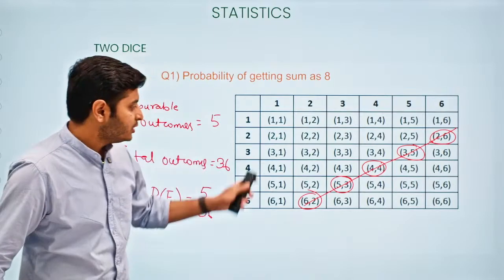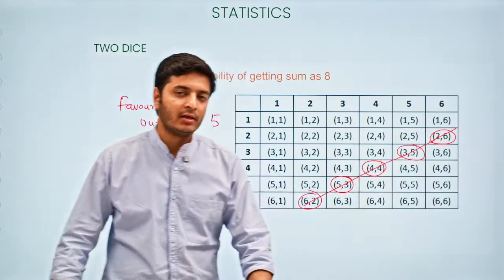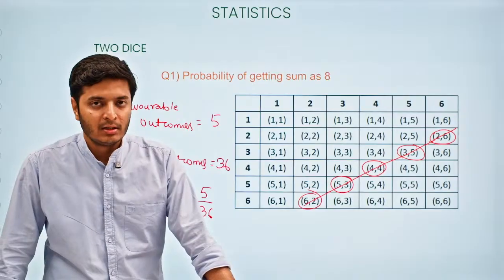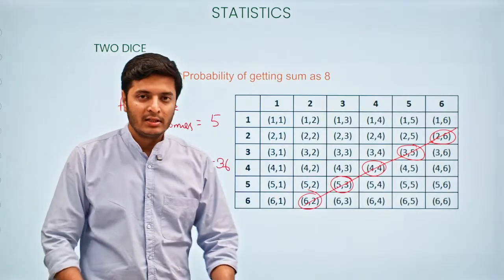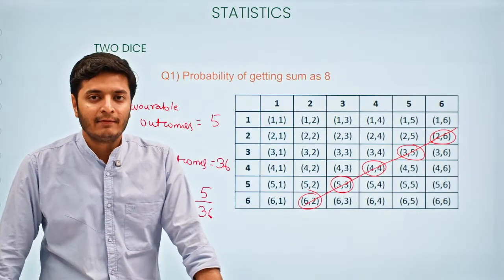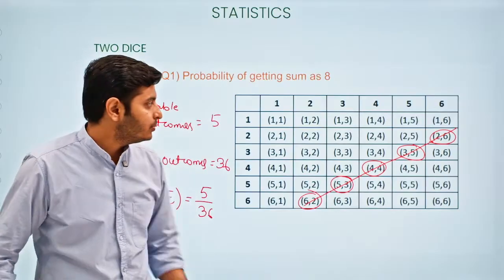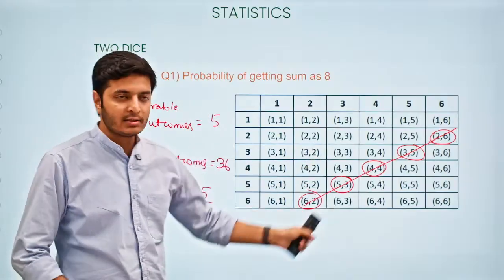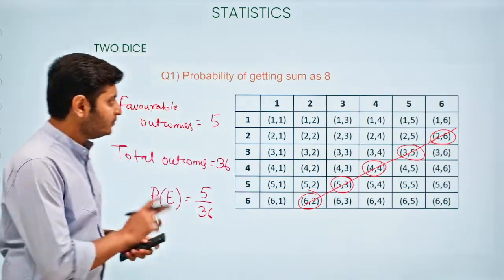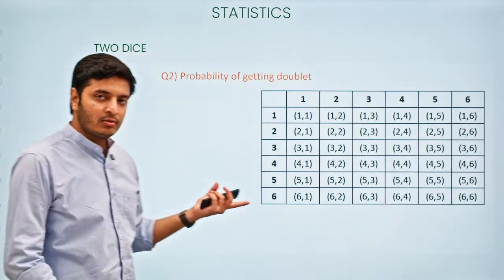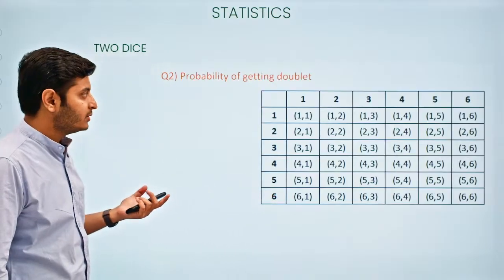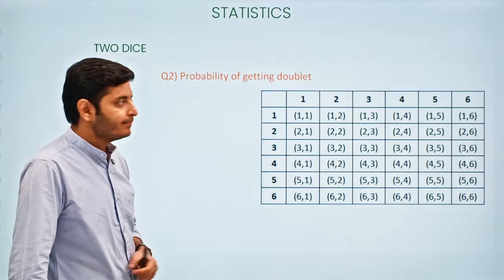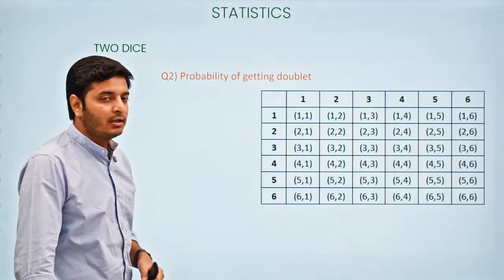Okay. So see how easy it is to calculate if you have the table. Suppose we did not have the table, then we would have to count every outcome, correct? So if you get problems related to two dice, please do create this table. This is going to save you time. Second part, based on the same type of problem, same scenario, that we are rolling two dice: probability of getting a doublet.